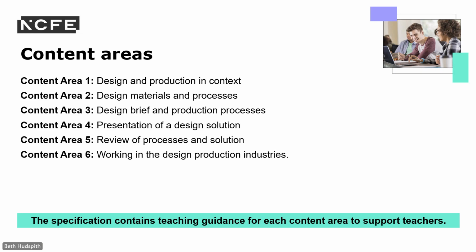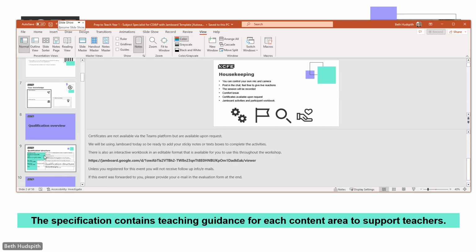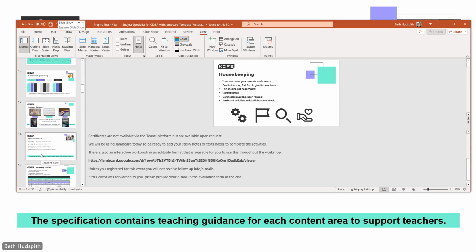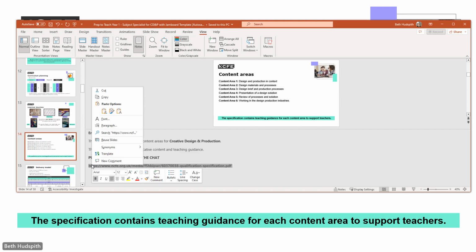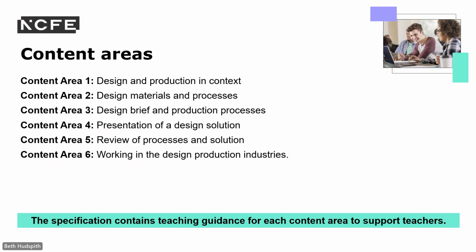So the vCert is broken down into 6 content areas, and Beth's just popping the spec into the chat there, so you can see the link if you haven't already got it. With the teaching guidance, it does actually break down each of those areas into suggested activities, or suggested teaching approaches, rather, of how you could approach the delivery of each of those content areas. That's posted in the chat now. Excellent, thanks very much.